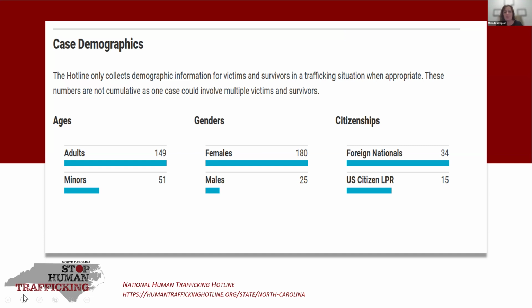I will make it very clear that if you look at these demographics, it doesn't add up to what I just said earlier about the cases confirmed or the victims involved. And that's because this is just only what the hotline could collect on demographics. So if you're looking for the demographics of human trafficking, you're not going to find very, very good data around that either.